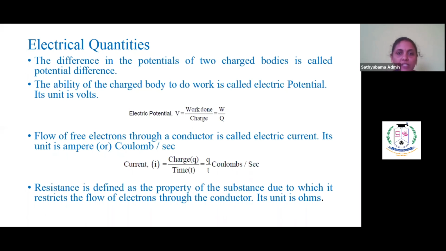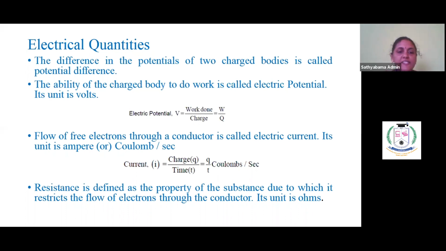Next comes the current. The flow of electrons through a conductor is called electric current. As you all know, the electric current unit is going to be ampere. It has one more unit, coulomb per second. Okay, and it can also be defined as the ratio of charge and time. So if I take the ratio of charge and time, then you get the unit as coulomb per second.